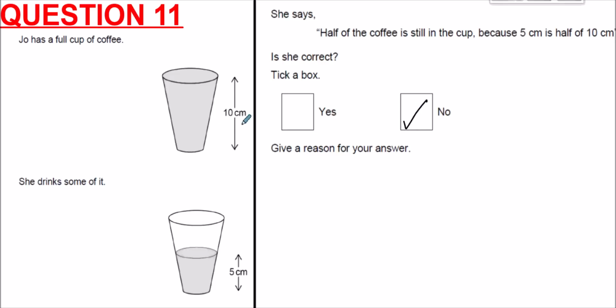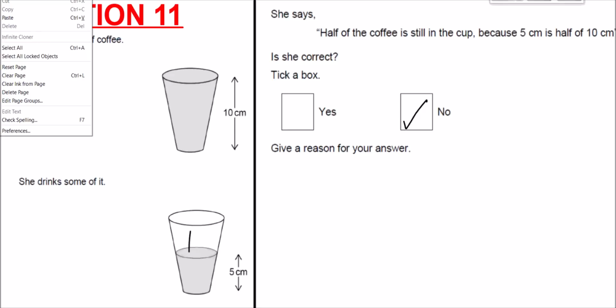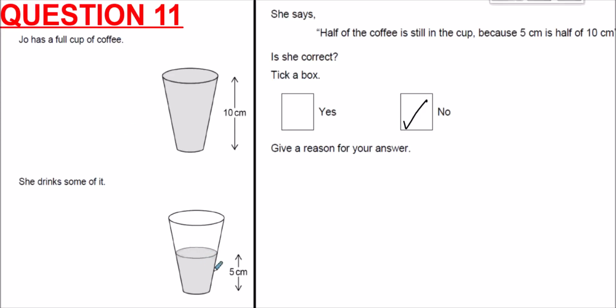Yeah, 5's half of 10, but this cup isn't a cylinder. The cup goes narrower at the bottom than it is at the top, so you need to put some explanation along those lines. It doesn't have to be exactly as I've said it, but as an explanation, put something like: the cup is narrower at the bottom.